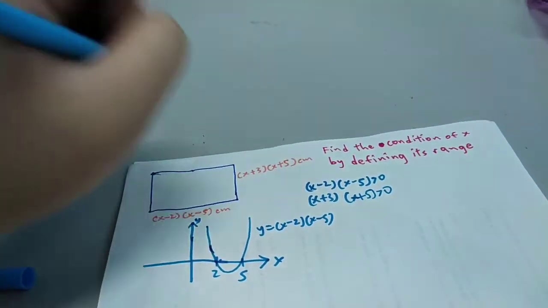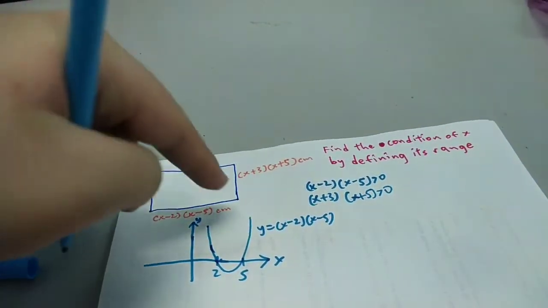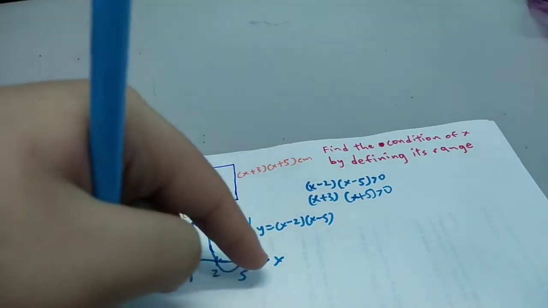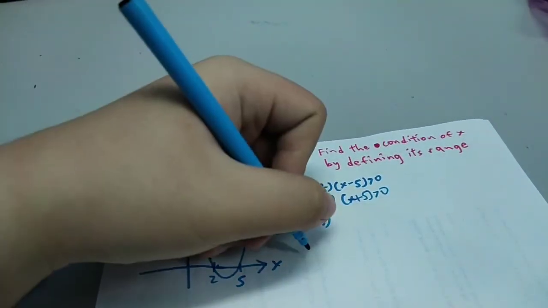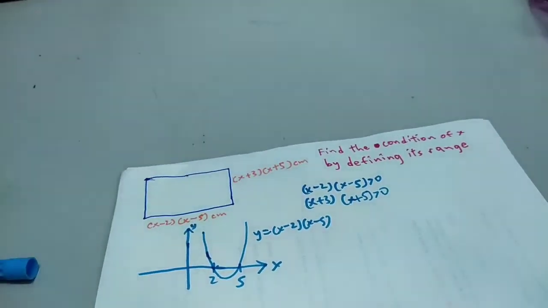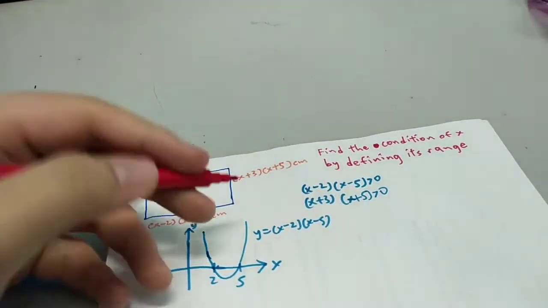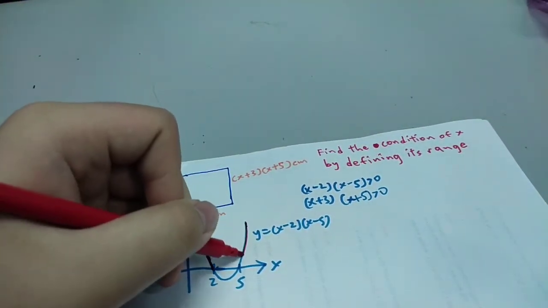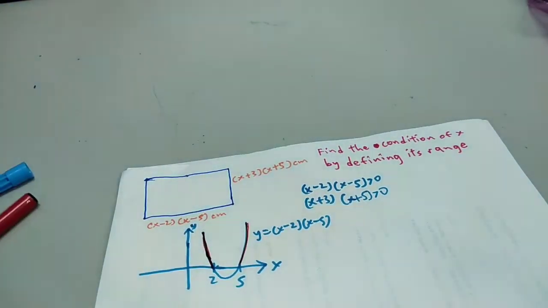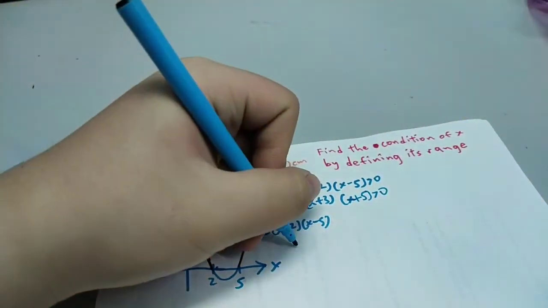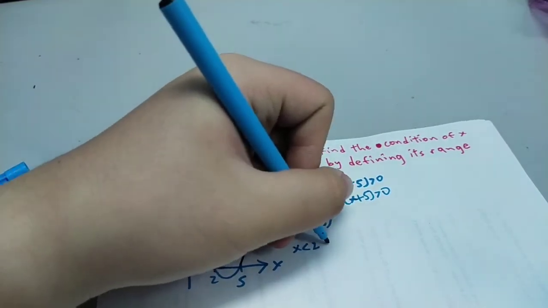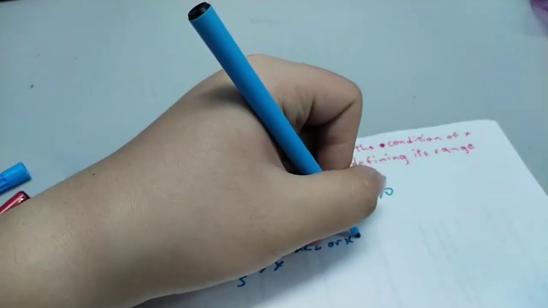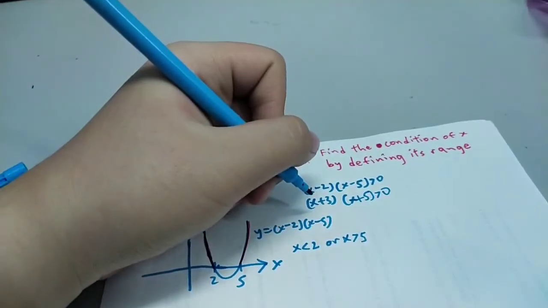And we need to define the range that satisfies the inequality, or should I say the curve. The curve that satisfies the inequality is this and this, right? Which means that x must be less than 2 or x must be bigger than 5.